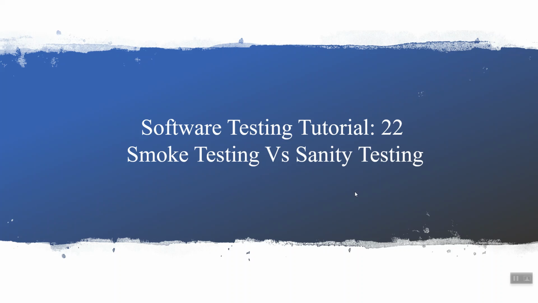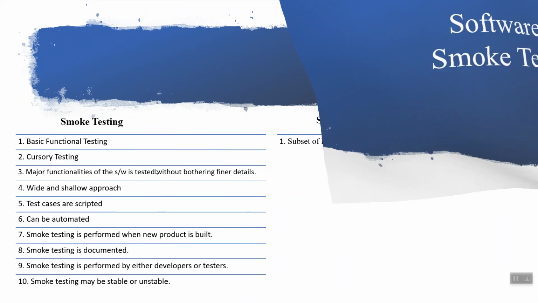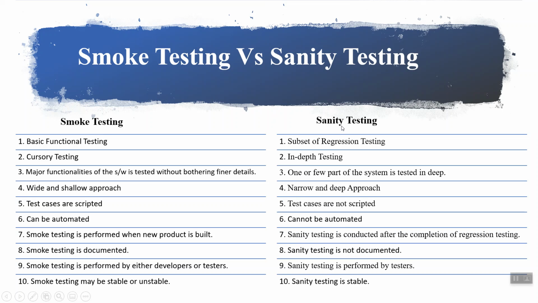In this tutorial, we will see the difference between smoke testing and sanity testing. Smoke testing and sanity testing both are part of functional testing, which we have seen in our previous video. Smoke testing is a functional testing where we do the basic testing for the functionality of our application, while sanity testing is a subset of regression testing. Regression is also one of the types of functional testing. So sanity testing comes under regression testing as a subset.